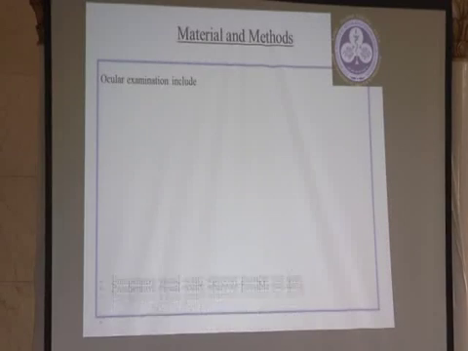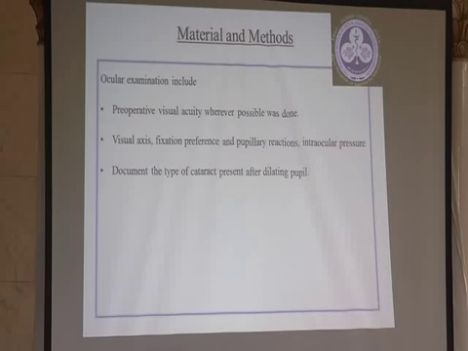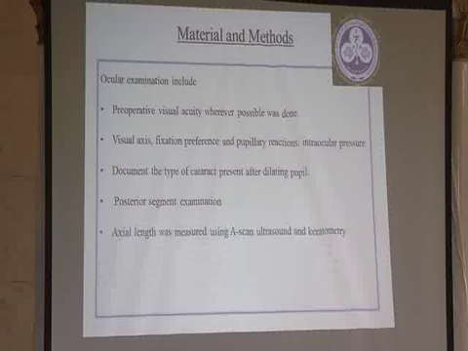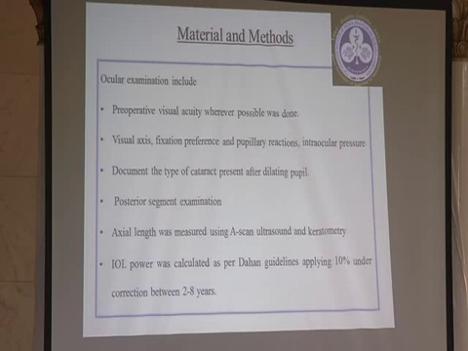Ocular examination included preoperative visual acuity wherever possible, visual axis, fixation preferences, pupillary reactions, and intraocular pressure. We documented the type of cataract after dilating the pupil, and did the fundus evaluation. The axial length was measured using A-scan ultrasound and keratometric readings. IOL power was calculated as per the Hung guidelines using 10% undercorrection between 2 to 8 years of age.